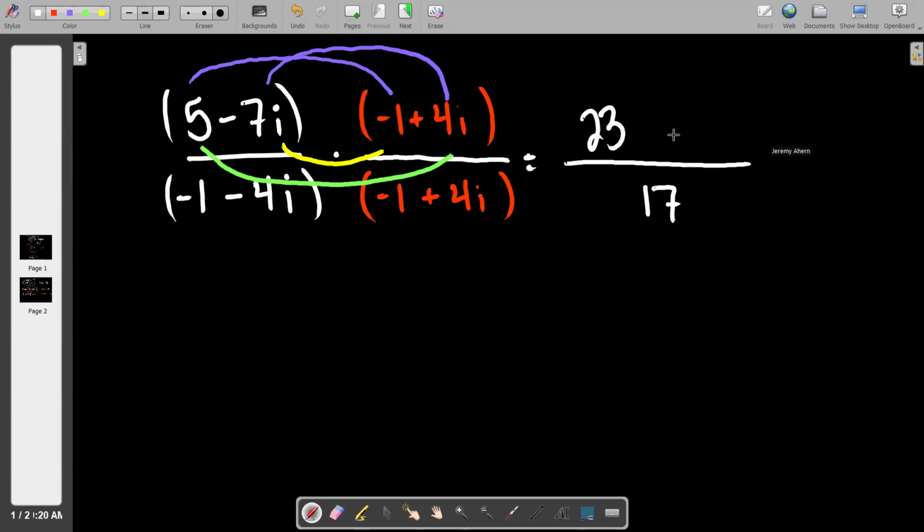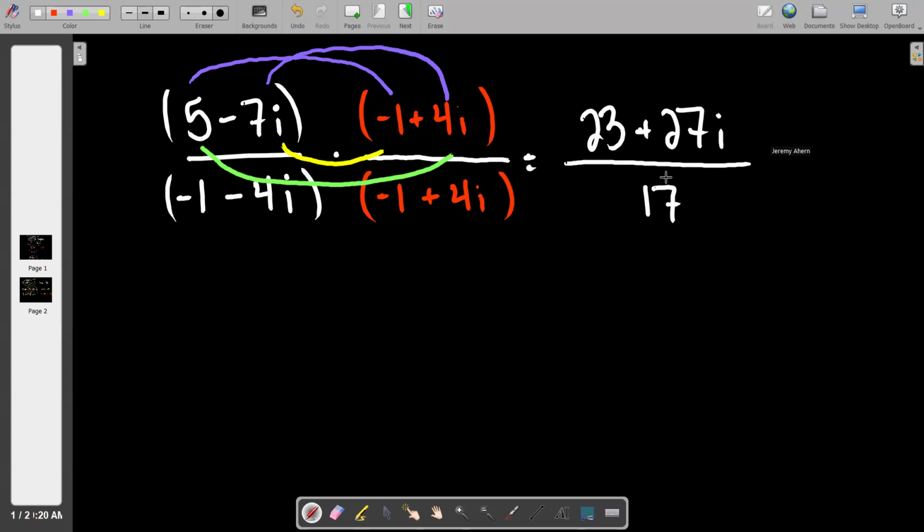Yeah, we can be quicker. If you want to show all 4 steps, I'm never going to get in the way of that. And do we like that answer? It's not done, right? It's not in standard complex form yet. So we want to break it.